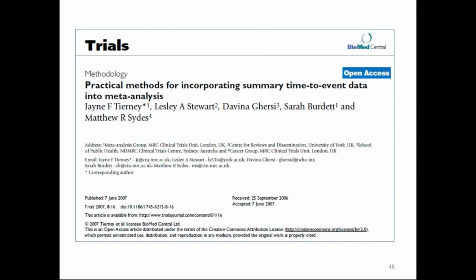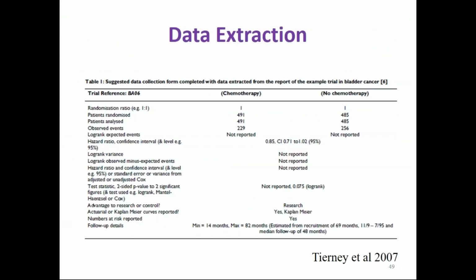So the approaches that I've been through just now that have been described by Parmar et al. and also the extension for the numbers at risk in the Williamson et al. paper. So those papers are quite technical, but they have been translated into a more easy to read format by Jane Tierney and colleagues in this trials paper. So all of those methods are described in detail in this paper, and there's nice clear examples as well, which help to understand those methods.